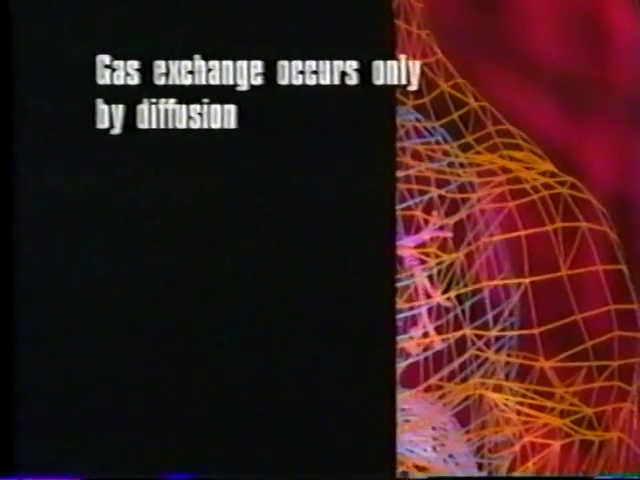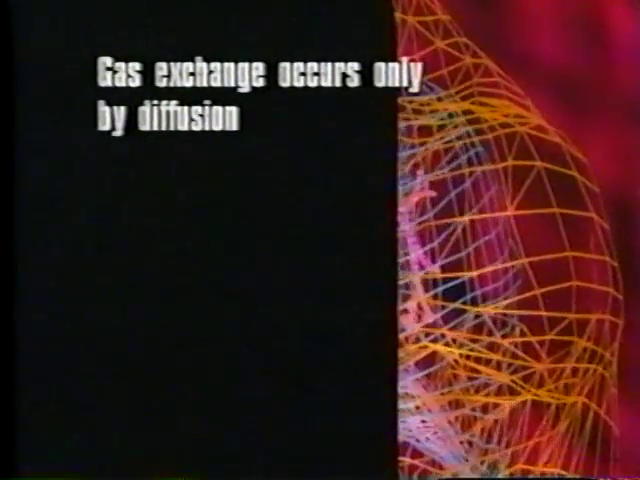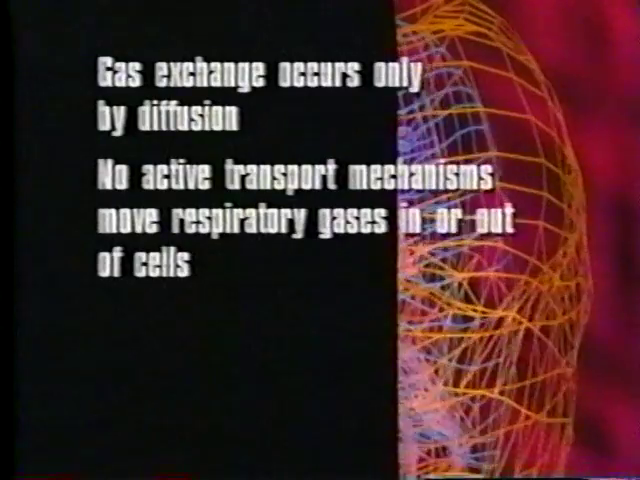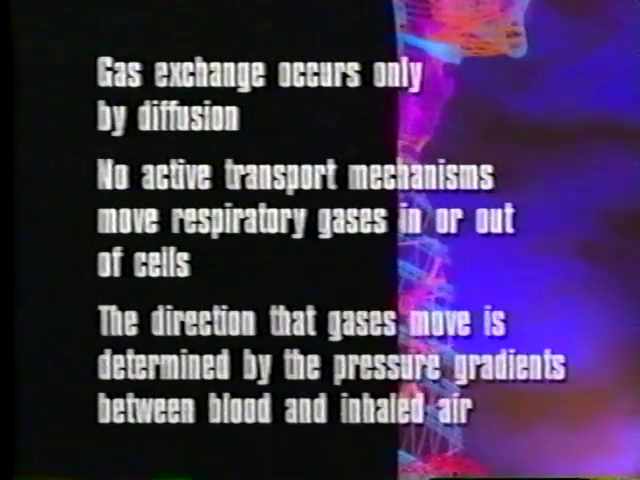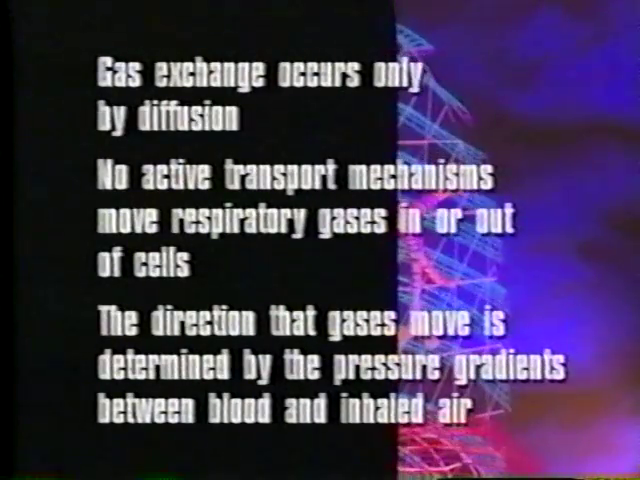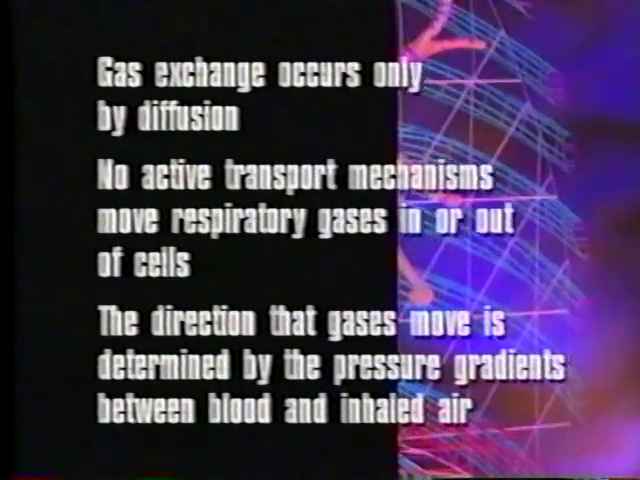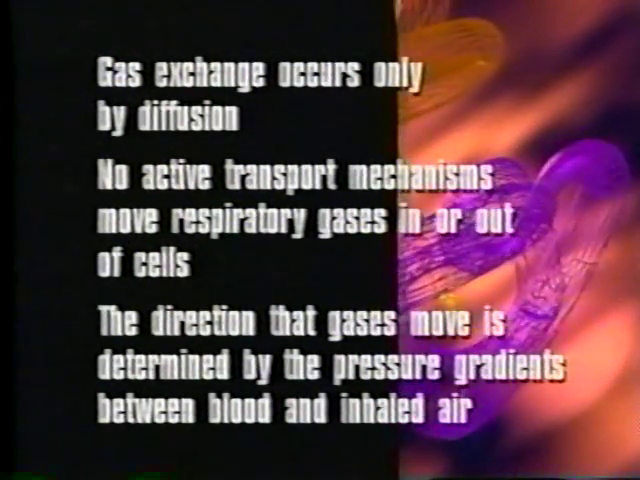Each gas diffuses at a rate determined by its own partial pressure. The partial pressure of oxygen determines how much oxygen enters solution, but has no effect on the rate of nitrogen or carbon dioxide diffusion. Gas exchange occurs only by diffusion. No active transport mechanisms move respiratory gases in or out of cells. The direction that gases move is determined by the pressure gradients between blood and inhaled air.